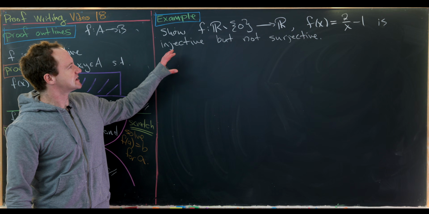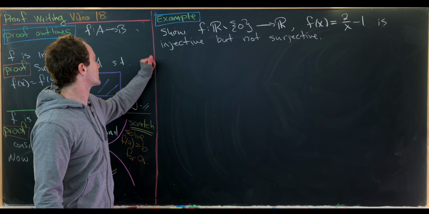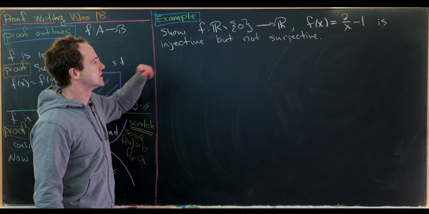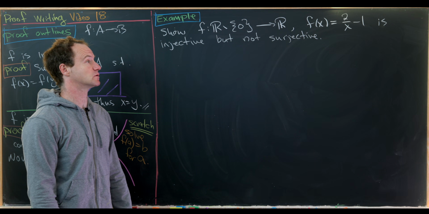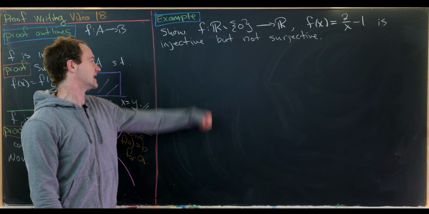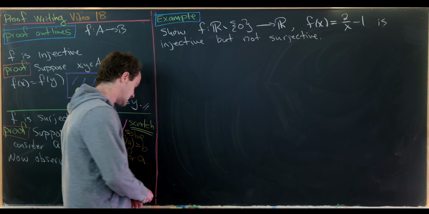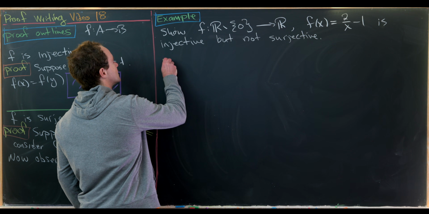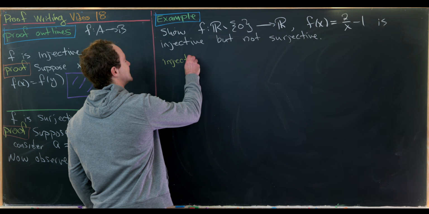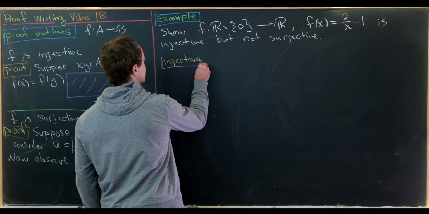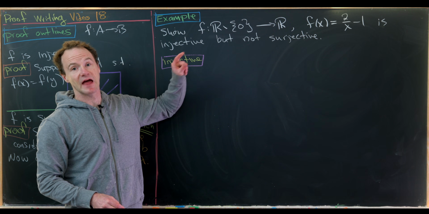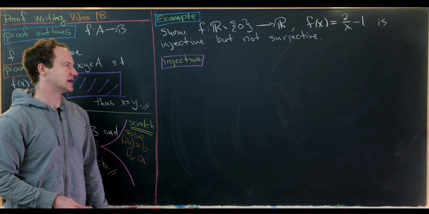So let's first consider the function f that goes from the real numbers minus 0 to the real numbers defined by f of x equals 2 over x minus 1. And we'll show that that is injective but not surjective. So let's start by showing that it's injective, and then we'll show that it's not surjective by finding someone who is missed. And then we'll redefine the codomain to make it surjective.